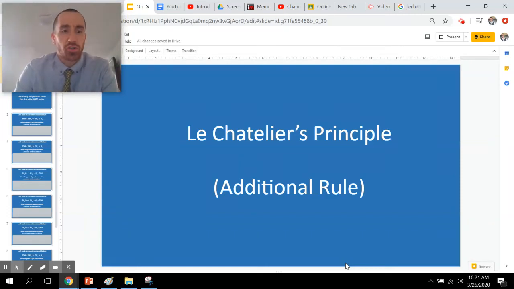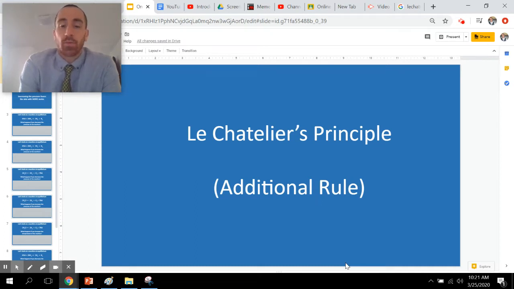This is an additional rule to Le Chatelier's principle. To make sure I didn't overwhelm you guys with tons of stuff on Le Chatelier's principle in the last video, I sort of cut it short. And this one, I'm going to cut out the do now. We're going to cut out the exit slip. We're just going to add this additional rule here for Le Chatelier's principle.